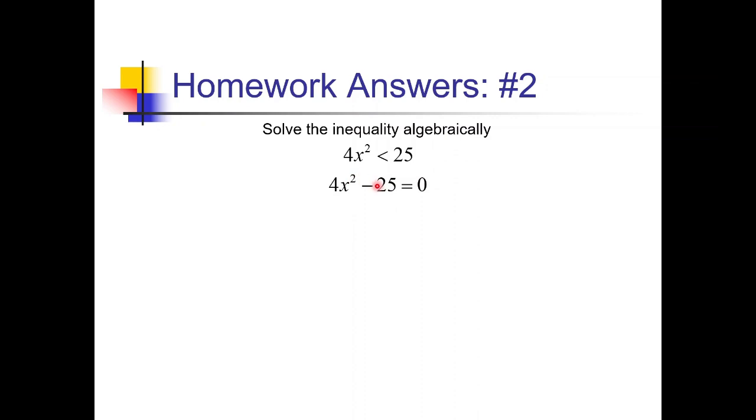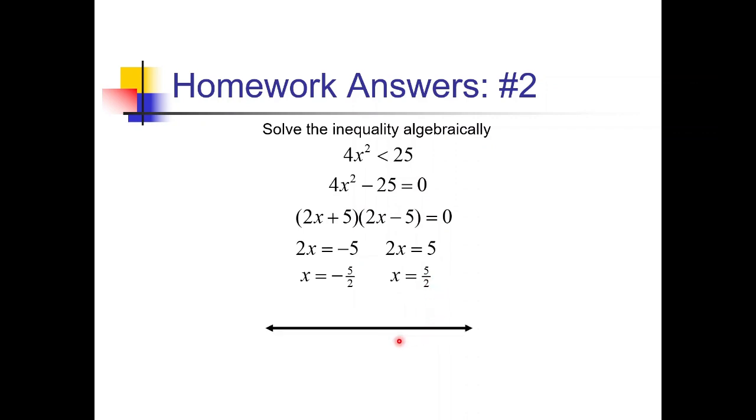Now this can be factored. This is a difference of squares, so I can just square root each of these and use the plus-minus parentheses. The square root of 4x² is going to be 2x. The square root of 25 is 5, so I have (2x + 5)(2x - 5) = 0. Zeroing each of these out and solving individually, we have 2x + 5 = 0, so 2x = -5, and then x = -5/2. For the other one, 2x = 5 if I add that 5 over there, and then divide by 2 to get x = 5/2.